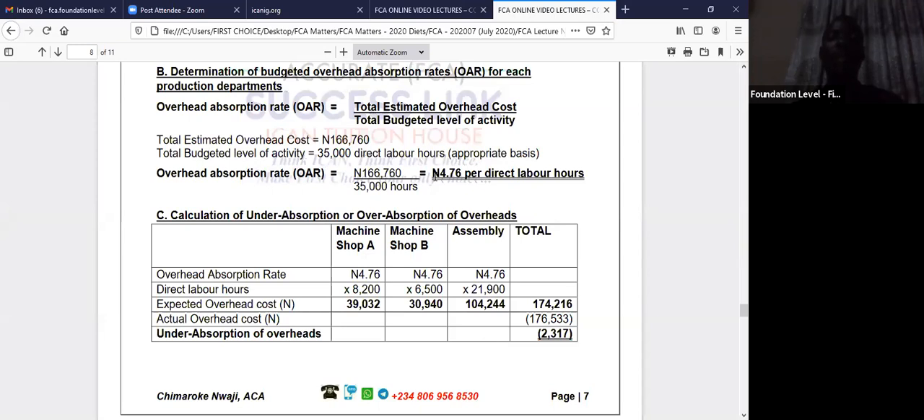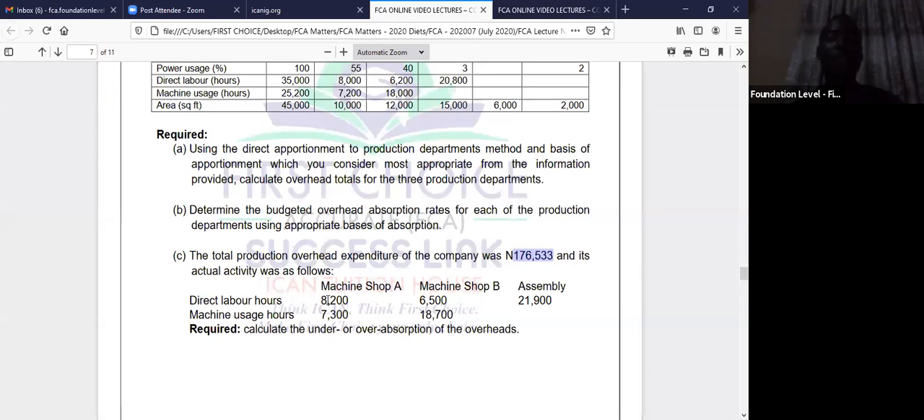The first thing is to use this overhead absorption rate you've calculated to multiply your labor hours for each department. This rate does not change. It's determined by production in advance. So we've done it in advance. It is the labor hours that will change. Now look at the actual labor hours. It is not the budgeted labor hours that we're going to use. We are going to use the actual labor hours.